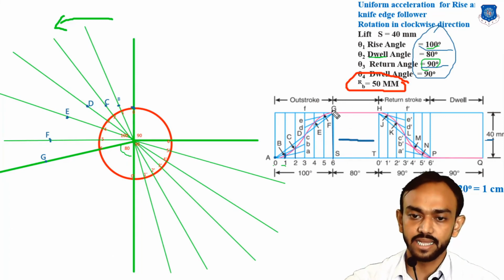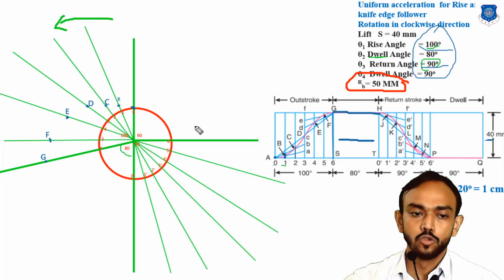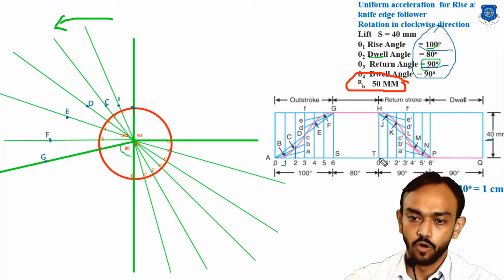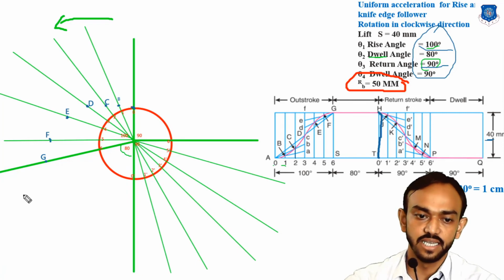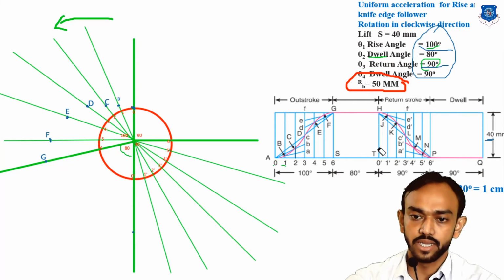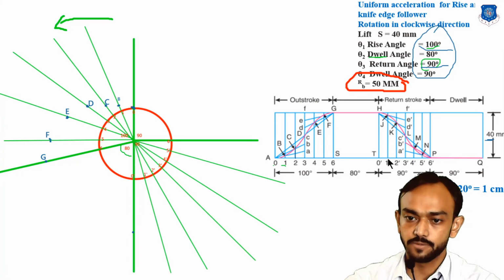After that you can see here the next 80 degrees in the displacement diagram, the follower is in a steady condition. So we are not going to do anything with this, and after that we are going to start from 0 to H. The distance is here, so there is a 0 dash. So 0 dash to H dash, we will get the H dash distance here. After that you can check here, the distance is from 1 dash to J, 2 dash to K, 3 dash to L, 4 dash to M, and this 6 point here.